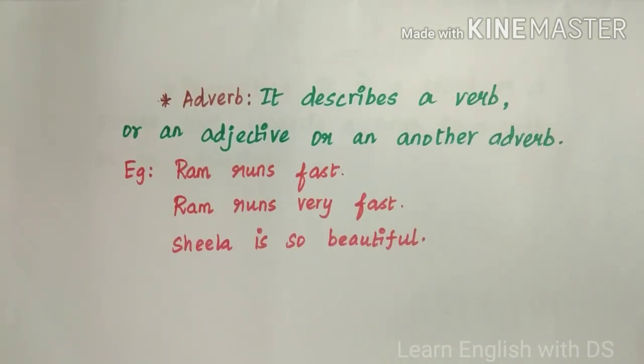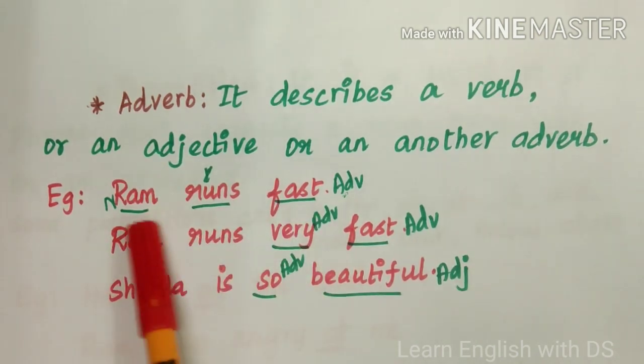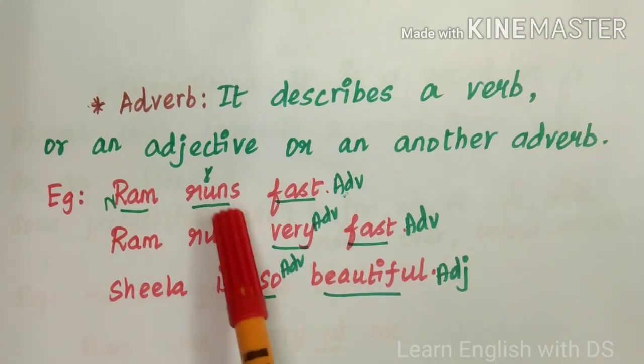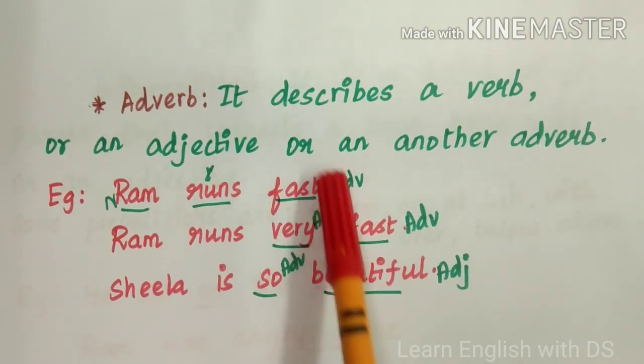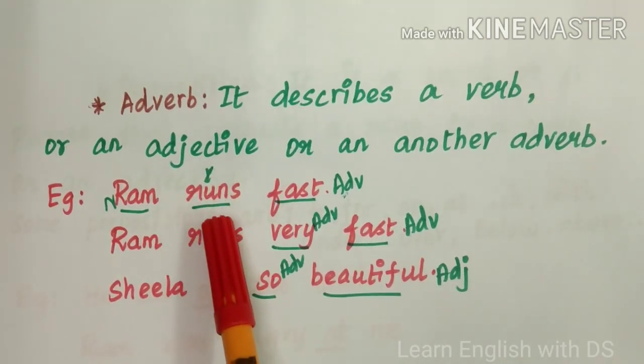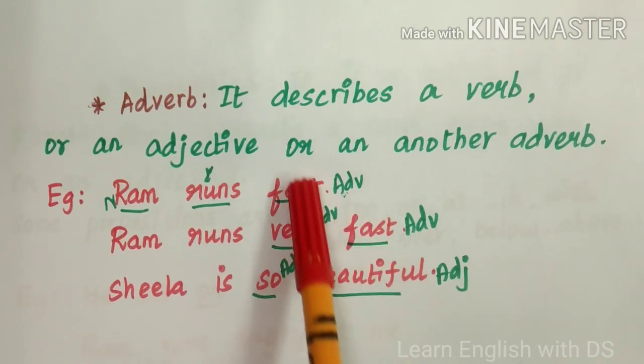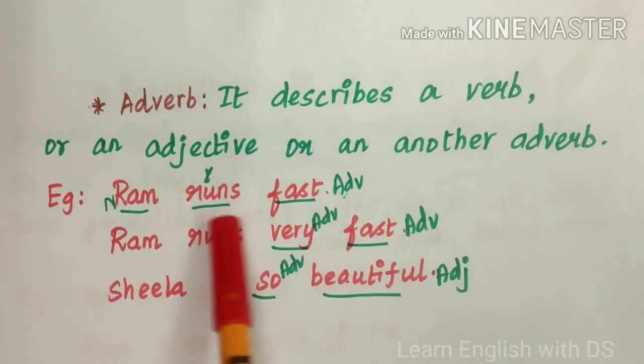The next one is adverb. It describes a verb or an adjective or another adverb. Now look at the examples. Ram runs fast. In this, Ram is a naming word, a noun, and runs is the verb, and fast is the word used to describe how Ram runs. How Ram runs? He runs fast. So, fast is an adverb used to describe the verb runs.